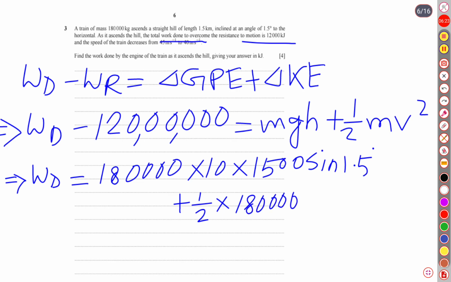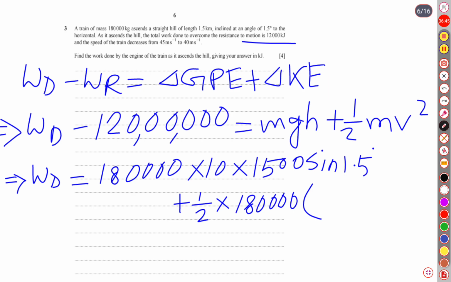180,000. After 80, there will be three zeros. 180,000. Then v square. Here there is a crucial point. Remember, whenever we write v square, the final velocity should be written first of all. So the final velocity, look, the velocity decreases from 45 to, let me show you, erasing this and overwriting.